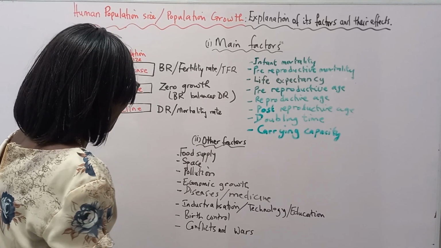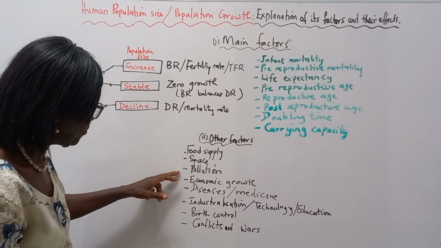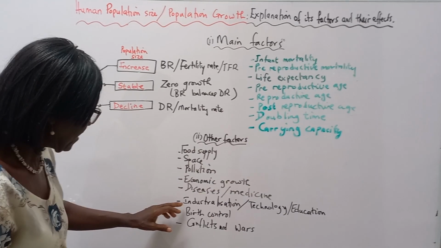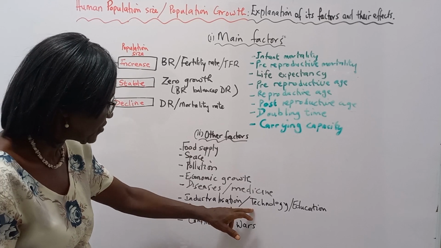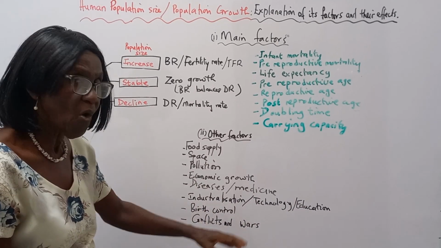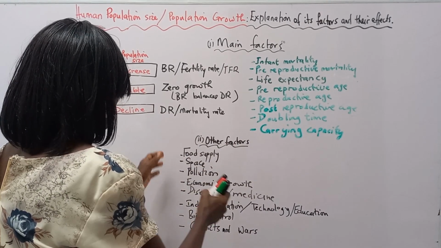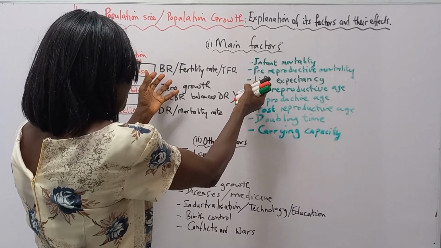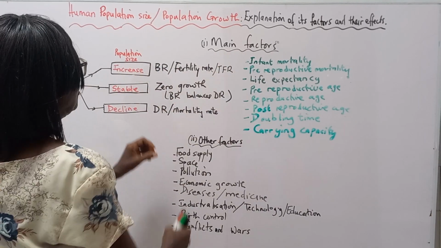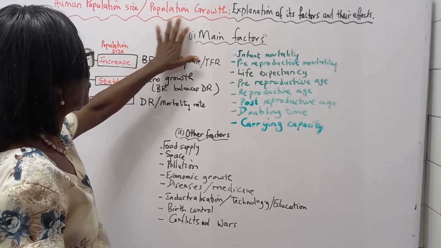Then we have other factors: food supply, space, pollution, economic growth, diseases or medicine, industrialization, technology, education, birth control, conflicts and wars. All these are other factors that add up to or subtract from the main factors to determine human population size or population growth.